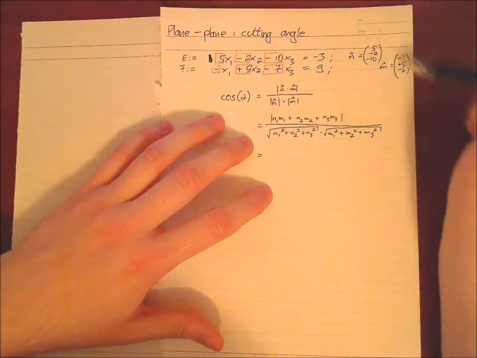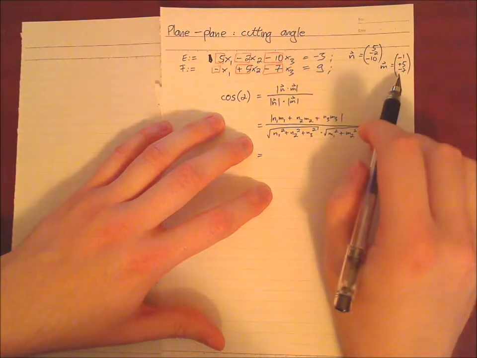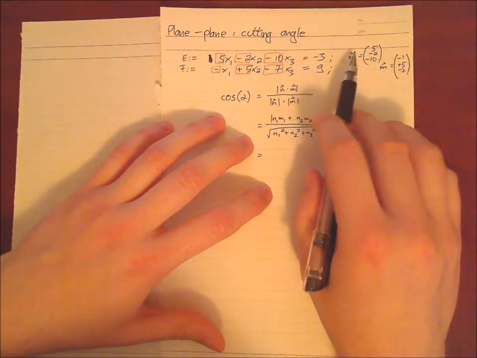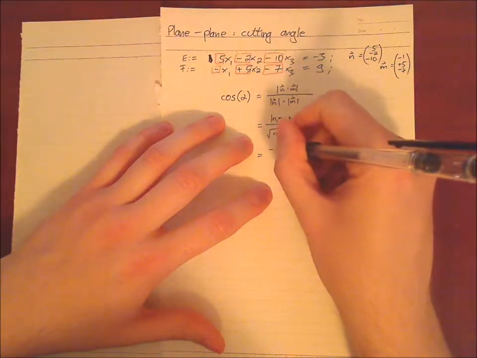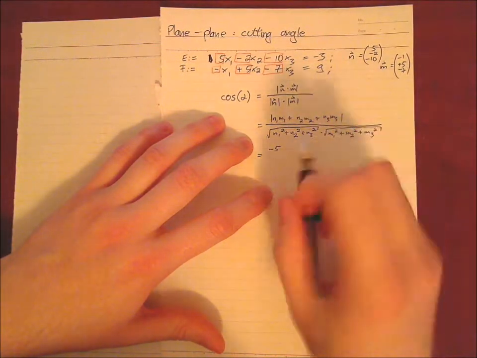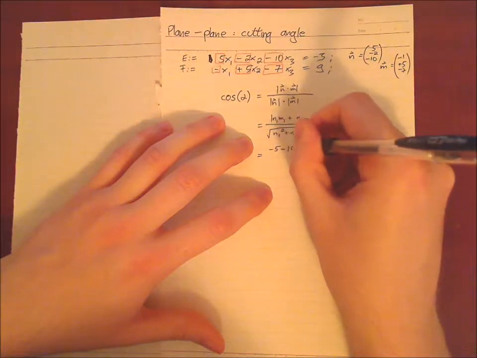Just keep in mind our two vectors, then I can calculate it right away. 5 times minus 1 is minus 5. Minus 2 times 5 is minus 10.